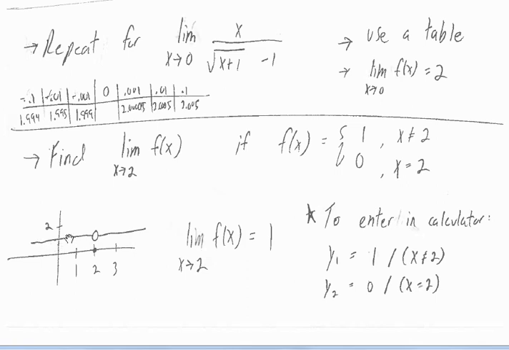Always, it's 1. Anyway, so we approach over this way, and it's 1 again. And so we would say that the limit of f of x as x approaches 2 is equal to 1.